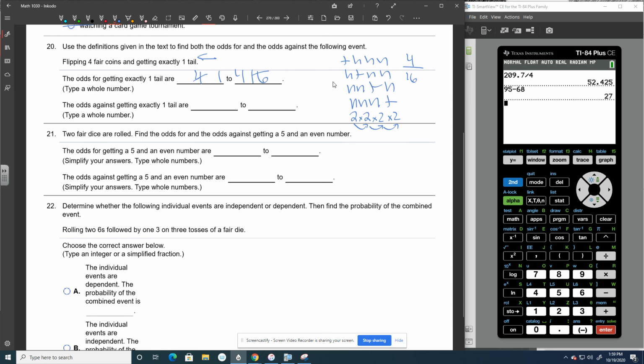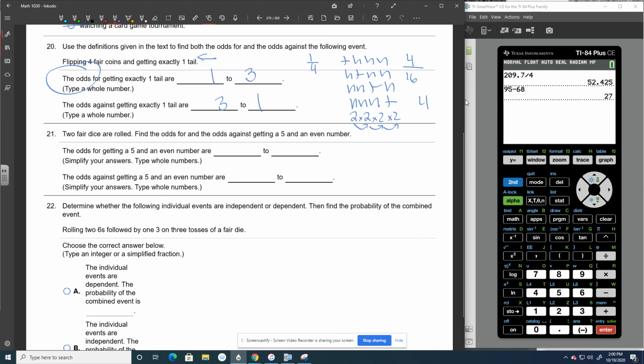Actually, we're doing odds. We're not doing probability. So let's rewrite that. So the probability of getting exactly 1 tails is 1 to 4. But for the odds, we've got to be careful because it says odds. I have one chance of getting tails out of 4, which means I have 3 chances of not getting tails. So the odds against exactly 1 are 3 not getting it to 1 getting it. Remember, when we're doing odds, it's a little bit different than probability.